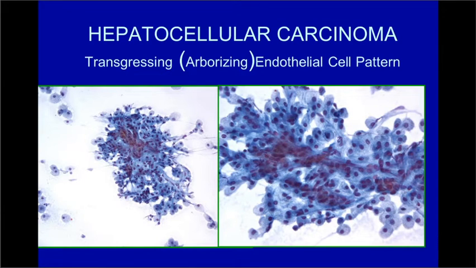Another vascular pattern that's not as specific for hepatocellular carcinoma is called the transgressing or arborizing endothelial cell pattern. At low power, we can see the group here. It's a little bit adhesive along the periphery, but we can see the vascularity in the middle. When we look at it more closely, we can see the capillaries and the endothelial cells traversing through the middle.